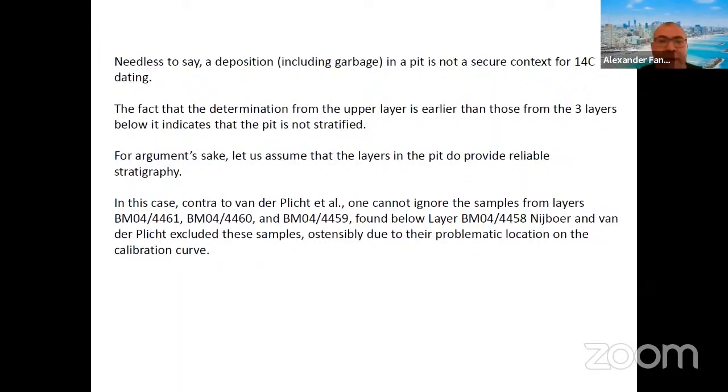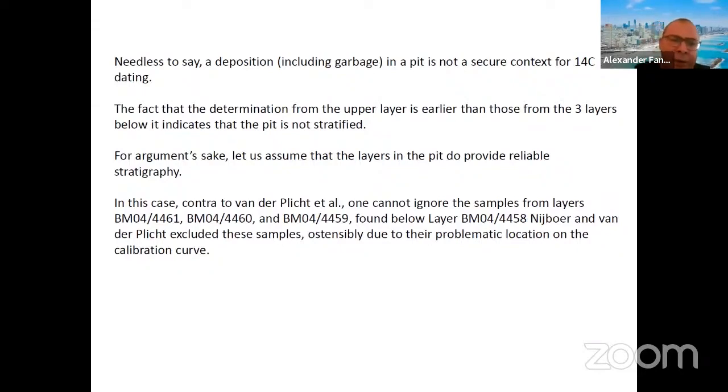Needless to say, a deposition in a pit is not a secure context for radiocarbon. The fact that the determination from the upper layer is earlier than those from the 3 layers below perhaps indicates that the pit is not stratified, but let's assume that the layers in the pit do provide reliable stratigraphy, and Roald Doctor, with whom I checked this, claims that it is reliable stratigraphy, and I believe him.